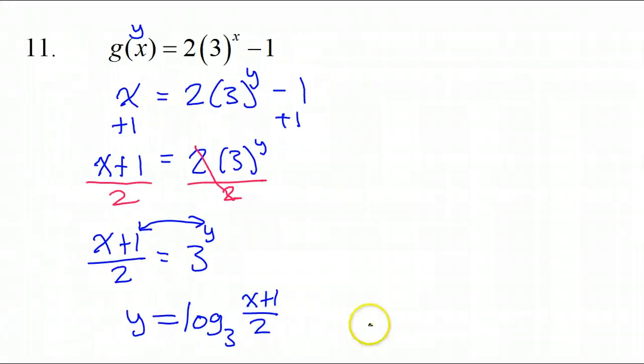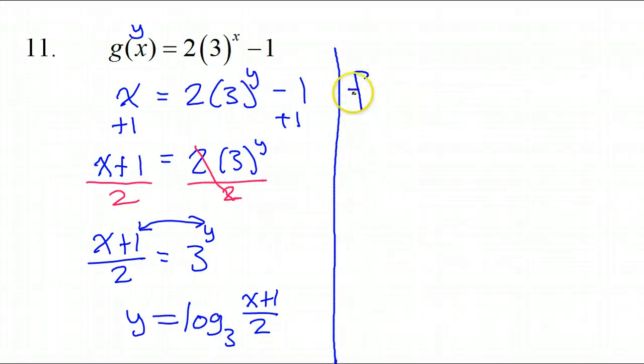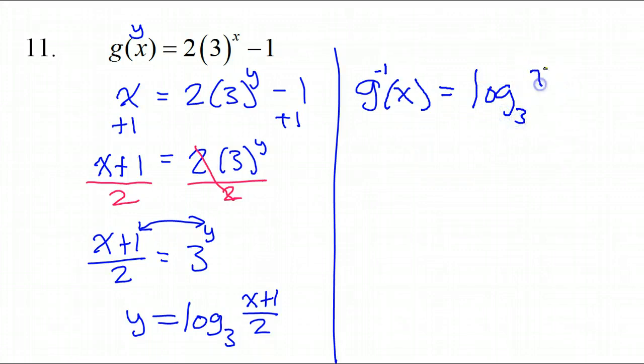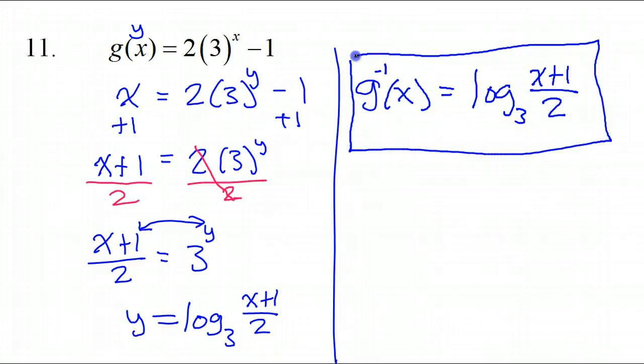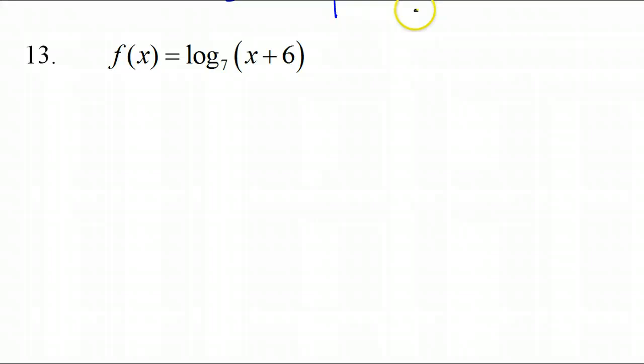Let me make sure there's nothing over here. But I will go ahead and write my answer using an F. Oh, I'm sorry, G. It's almost a travesty. G, but we'll make it G inverse by putting a minus 1 on it. So G inverse equals log base 3 of x plus 1 over 2. What? Bam. That's number 11, y'all. Absorb it.